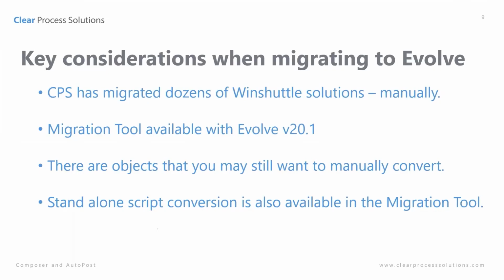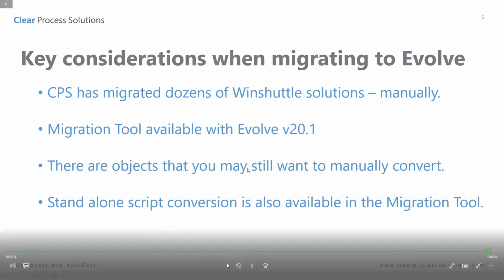I believe groups have to be created beforehand, and things of that nature as well. You have to set up your apps beforehand, obviously. And then there is a standalone script conversion within that migration tool as well that allows you to take your scripts, download them, and then basically set them up in the new Evolve environment. It'll take away a lot of manual effort.